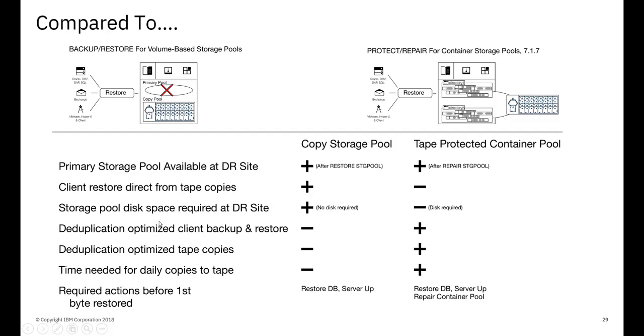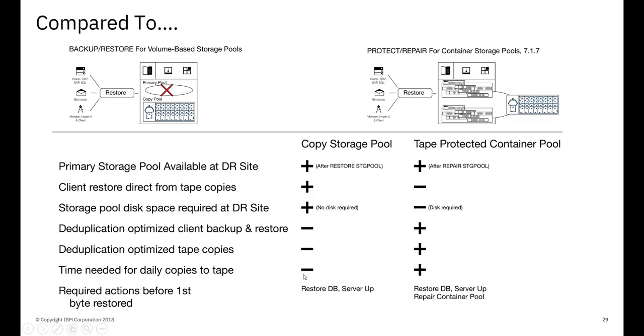The storage pool disk is required at the DR site. For a copy storage pool, no disk is required. But for a directory container, you first of all have to rebuild that directory container from the tape copies. Data written out to the tapes, if it's a copy storage pool, is not going to be deduplicated, versus for the directory container copies, it will be deduplicated.